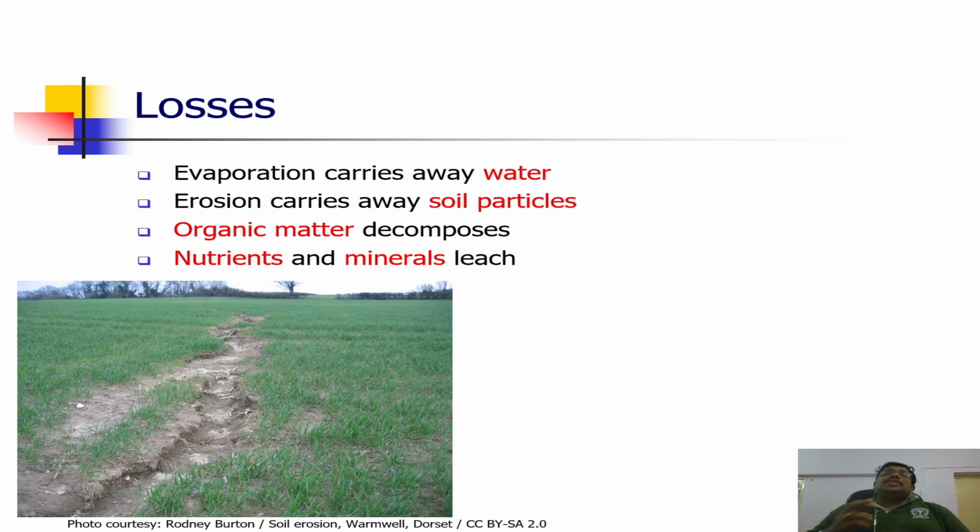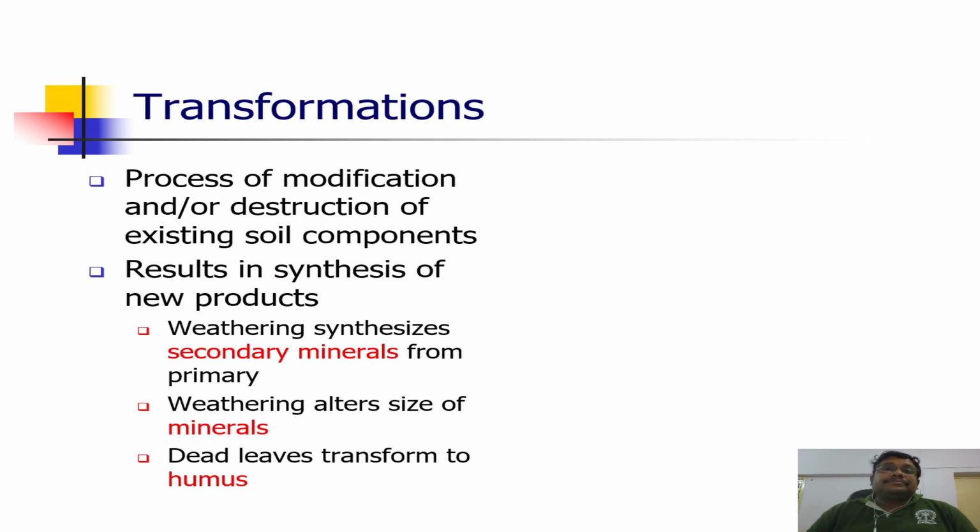Now the second is losses. Losses, for example, evaporation carries away water, erosion carries away soil particles, organic matter decomposes, and nutrients and minerals leach. So all this process of loss also helps in the formation of specific horizon. And remember, some horizon you will see where there will be loss of clay particles, and some horizon you will see where there will be accumulation of the clay particles. So all these processes will form different horizons, like O horizon, A horizon, B horizons.